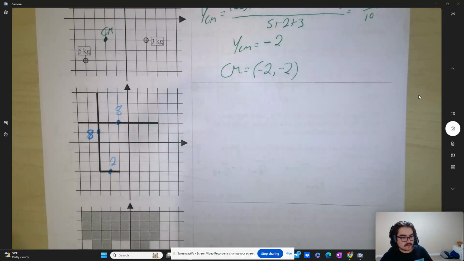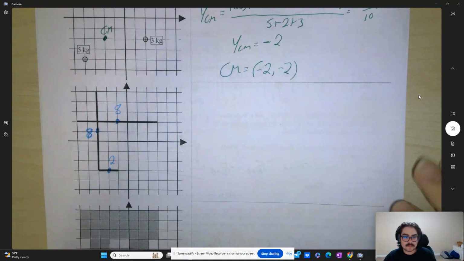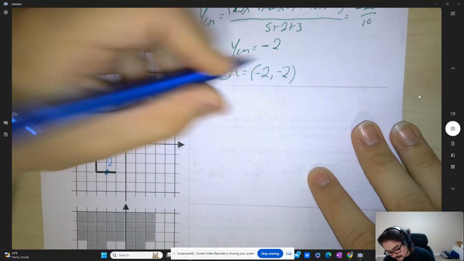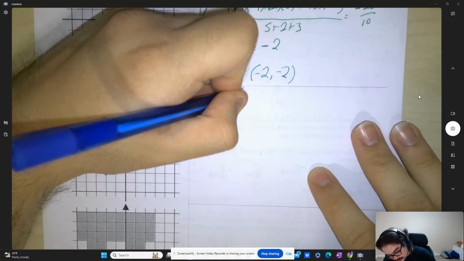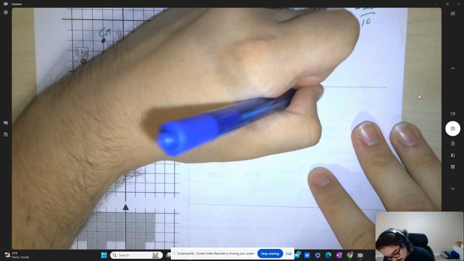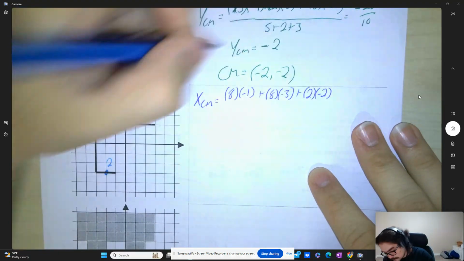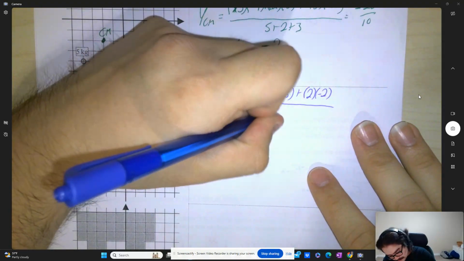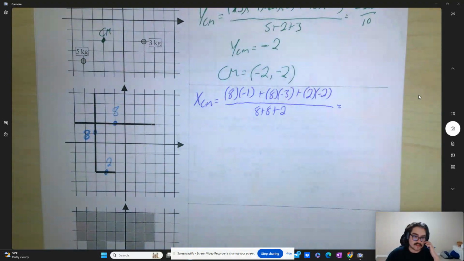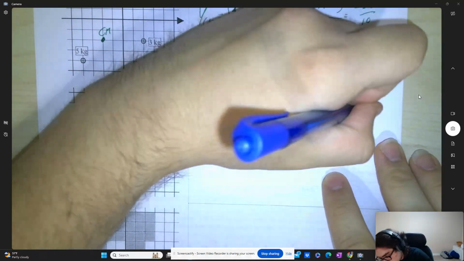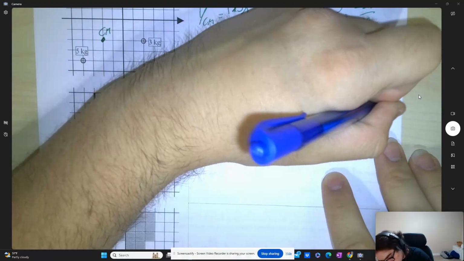So now instead of solving it with all the wires and making things really hard on myself, let's just solve it with the points that I marked. You can do that. That's perfectly fine. So to find the x center of mass, we're going to do 8 times negative 1, plus 8 times negative 3, plus 2 times negative 2, and divide the whole thing by 8 plus 8 plus 2, because that's the total mass of the system. You should see that it ends up being negative 36 over 18, which is negative 2.